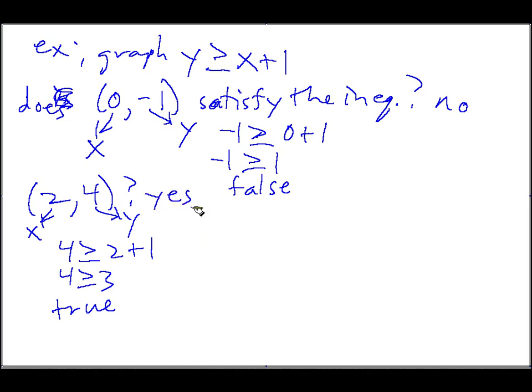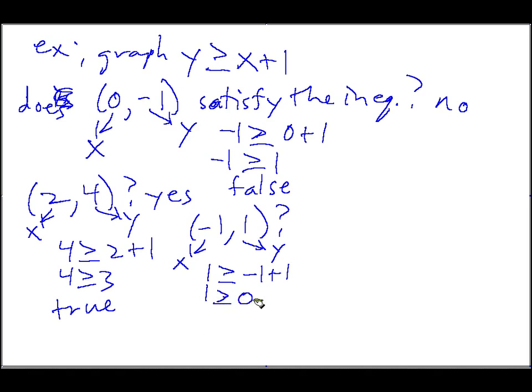Let's try another one. Let's try the point -1, 1, for example. Does this satisfy this inequality? Well, let's check again. All we do is plug in and check. Plug in -1 for x and 1 for y. So 1 for y, so 1 greater than or equal to x plus 1. So -1 for x plus 1, 1 greater than or equal to 0. Is that true? Well, 1 is bigger than 0. So yes, that's true. So the answer is yes.